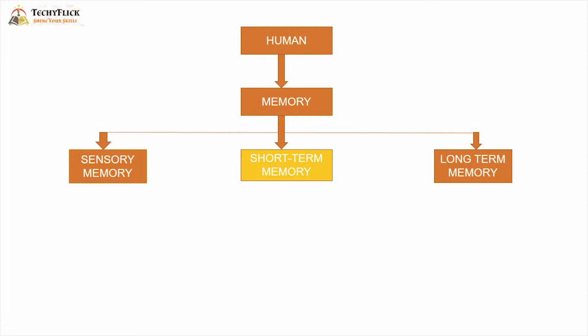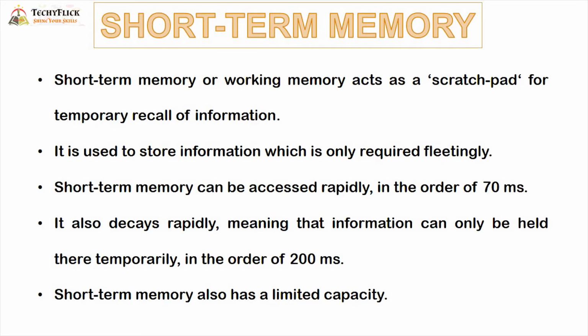So the second type of memory is short-term memory. Short-term memory or working memory acts as a scratch pad for temporary recall of information. It is used to store information which is only required fleetingly. Short-term memory can be accessed rapidly, in the order of 70 milliseconds. It also decays rapidly, meaning that information can only be held there temporarily, in the order of 200 milliseconds. Short-term memory also has a limited capacity.